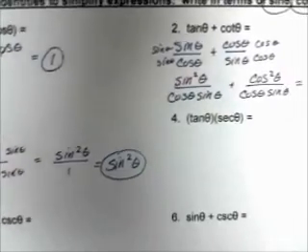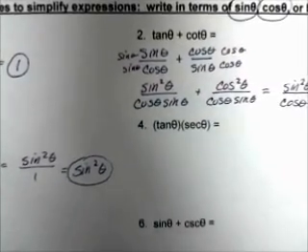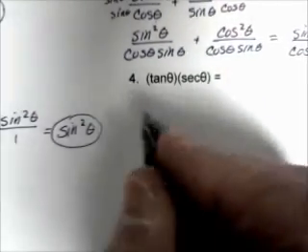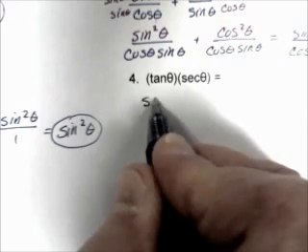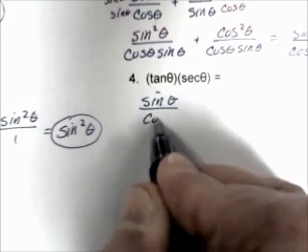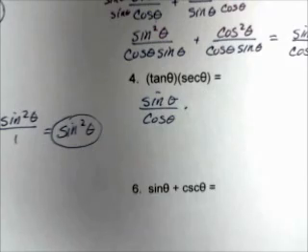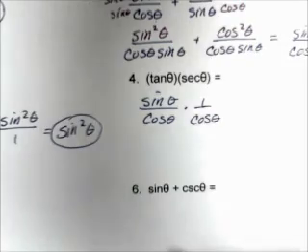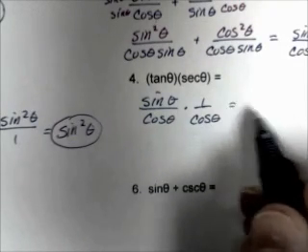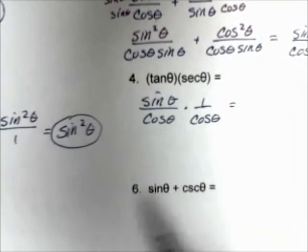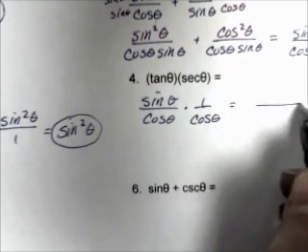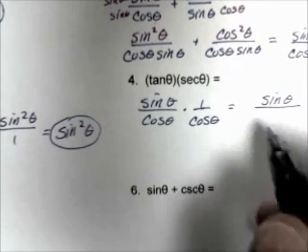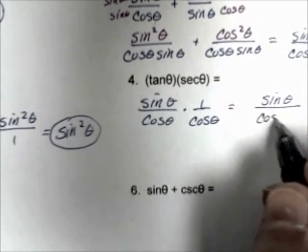Number 4, tangent theta times secant theta. Tangent we'll replace with what it's equivalent to, sine theta over cosine theta. And secant is the reciprocal of cosine, that's equivalent to 1 over cosine theta. Multiplication is nice here. Nothing divides out, so we just multiply across our numerators. That's sine theta, and cosine theta times cosine theta is cosine squared theta.